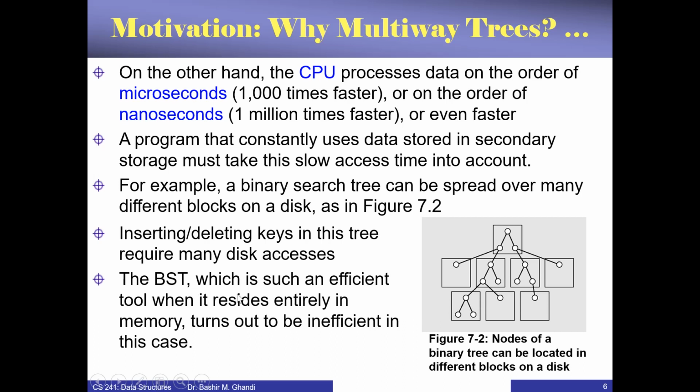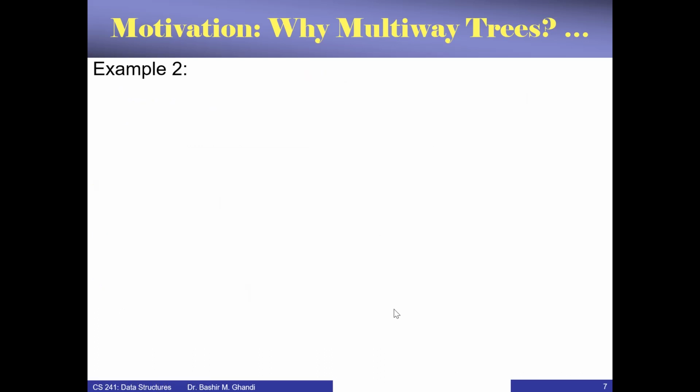So the BST, which is such an efficient tool when the data resides entirely in the RAM, turns out to be inefficient in this case because we have to read the data several times, and each time we go and read, it takes much more time than the CPU takes to process the data. So that's why we need another way to represent data that will minimize the number of disk accesses. To buttress this point, let's take another example.